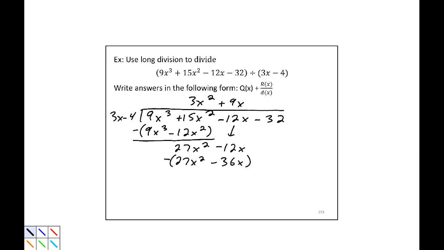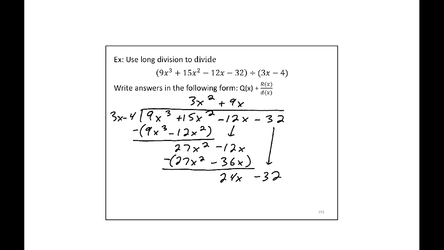Put that in parentheses, subtract it. 27x squared and 27x squared, those cancel in our subtraction. And negative 12x minus a negative 36x would be like having a positive 36x, so that would be 24x. And I'll bring down the minus 32.